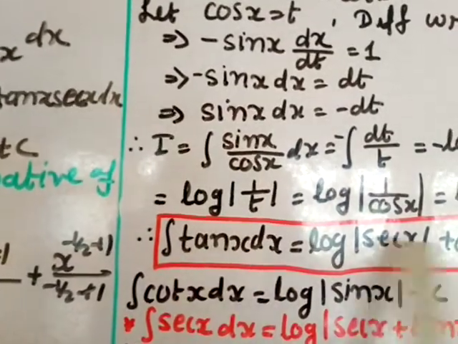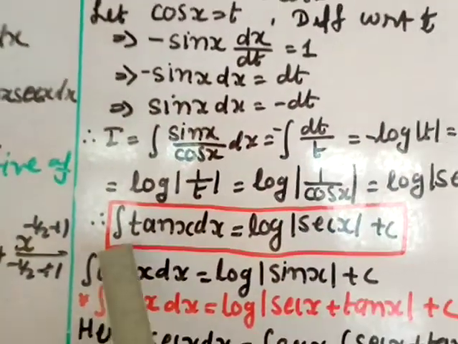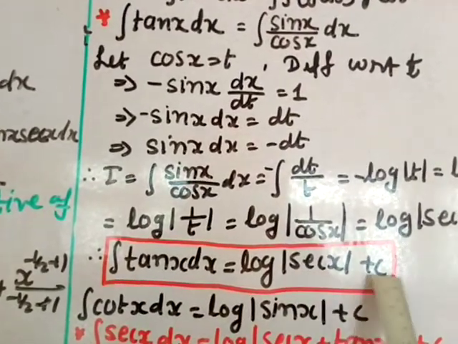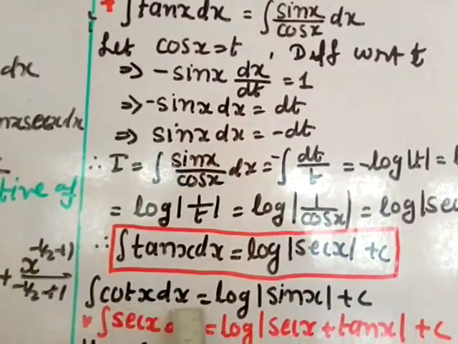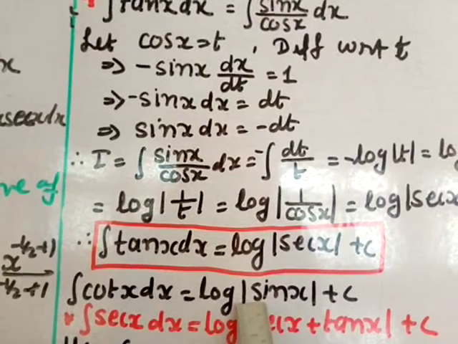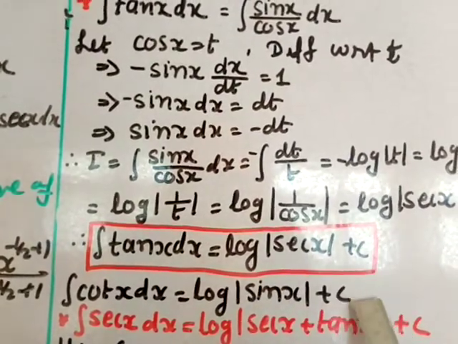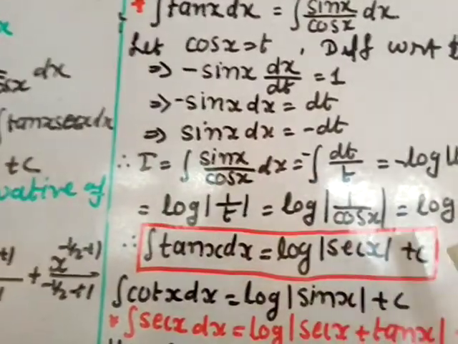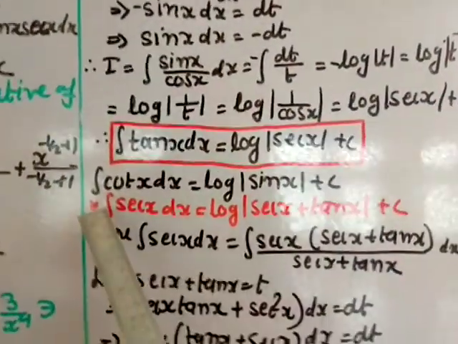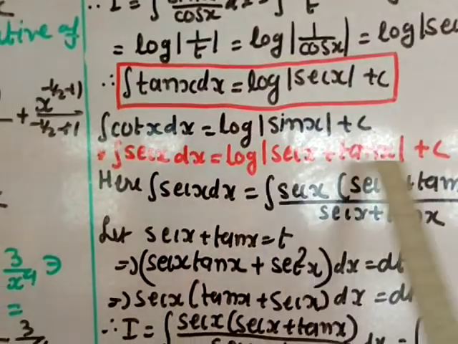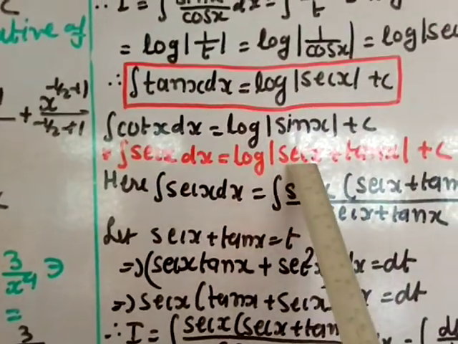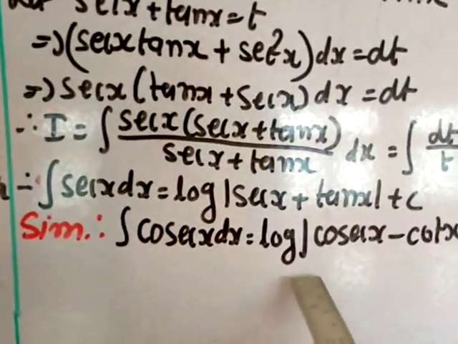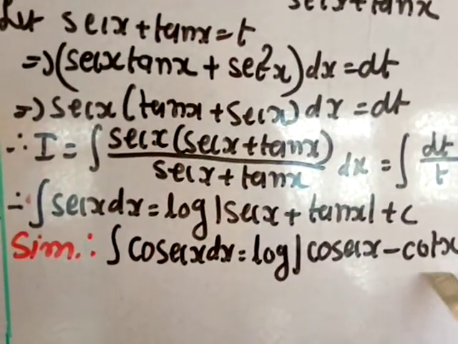You are supposed to remember that integral of tan x dx is equal to log of modulus of sec x plus c. Similarly, integral of cot x dx is equal to log of modulus of sin x plus c. This one you can try by yourself in a similar way. Both are standard results, you have to remember them. Integral sec x dx is also a standard result, and its answer is log of sec x plus tan x. Similarly, integral cosec x dx equal to log of cosec x minus cot x plus c.